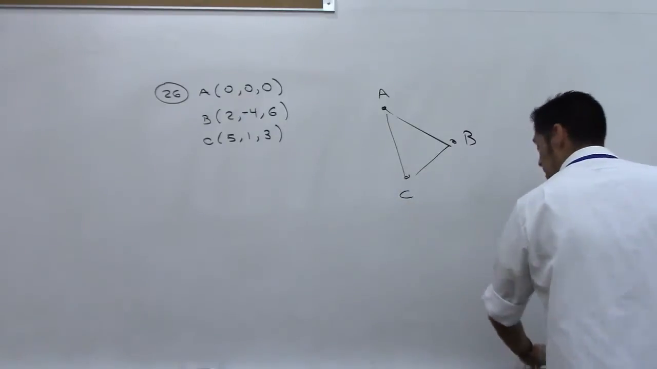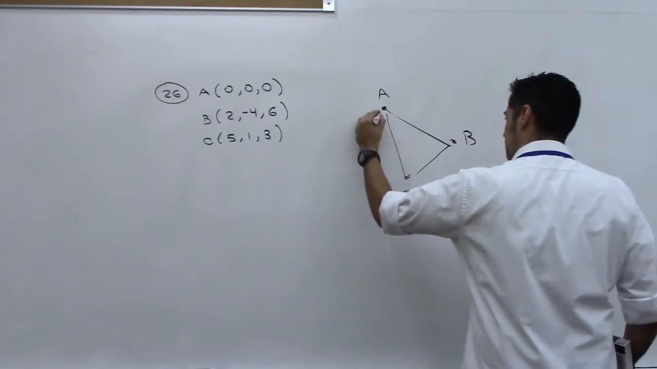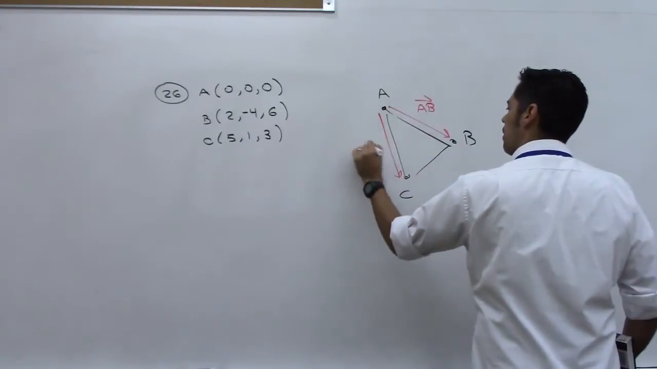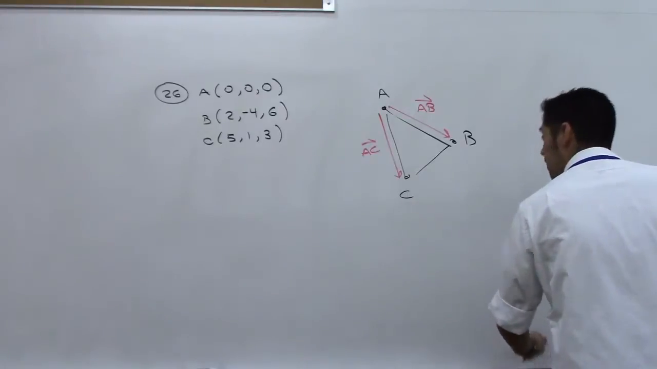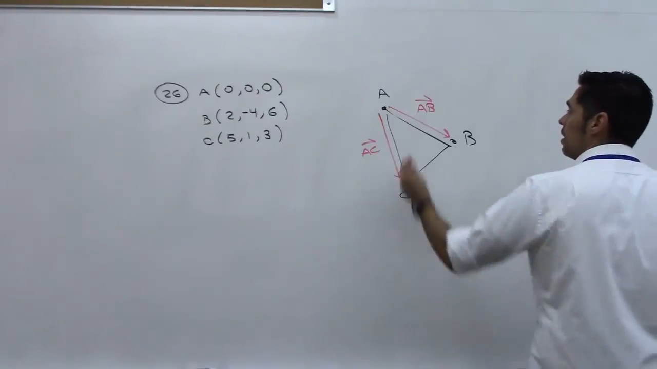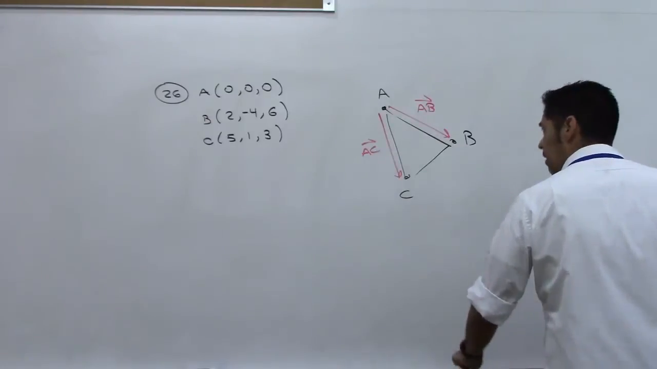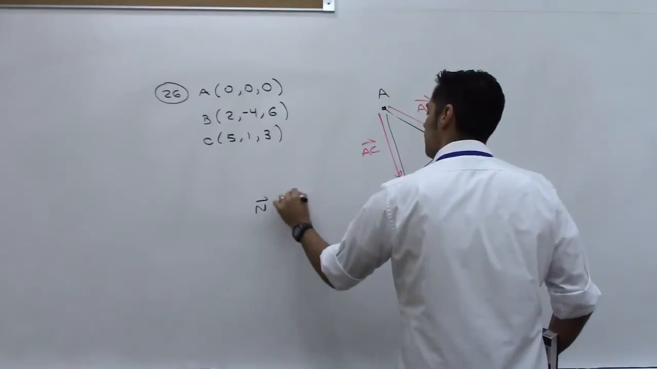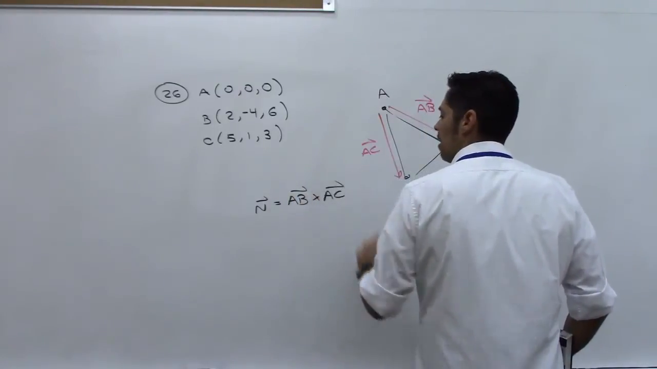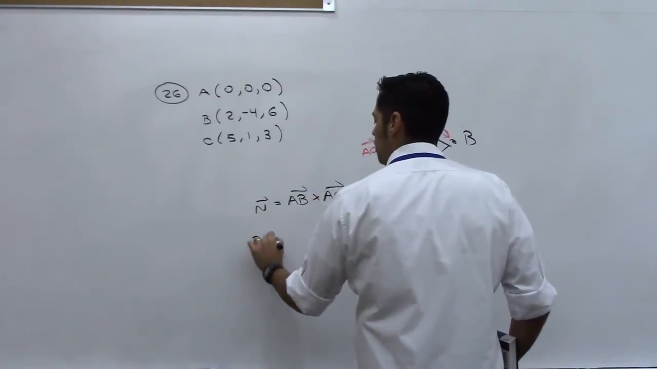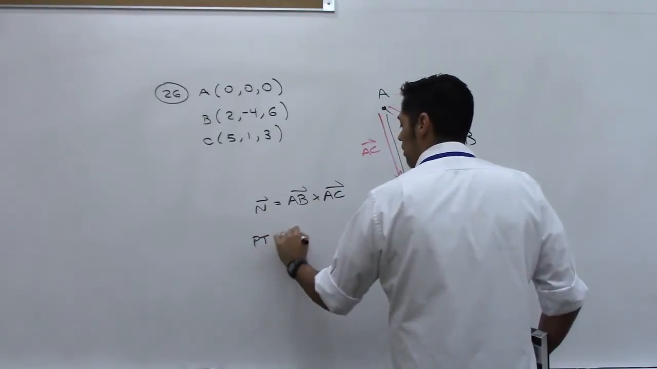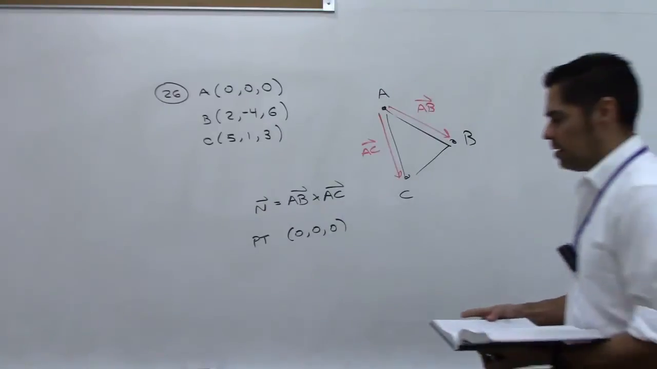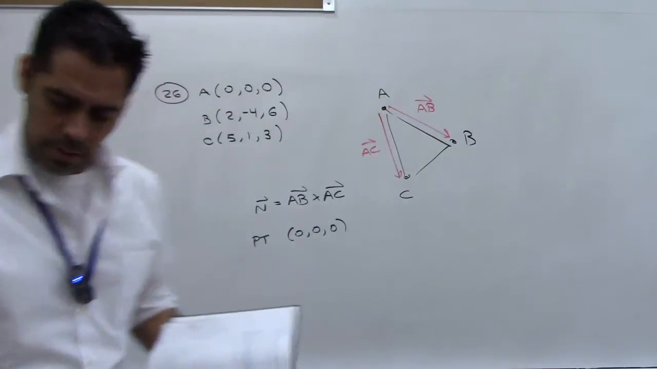So you'll create 2 vectors. Go A to C, A to B. Right, figure out what those are. Cross them. When you cross them, you'll get a normal vector coming out of this plane. So your normal vector will be AB cross AC. And then a point, of course, you can use any of those points. So probably use the point 0, 0, 0. I'm not going to do the math on that. I think you can handle that. It's just like the previous problem.